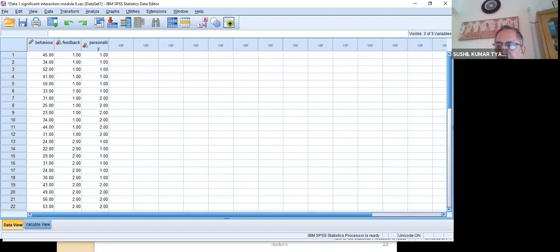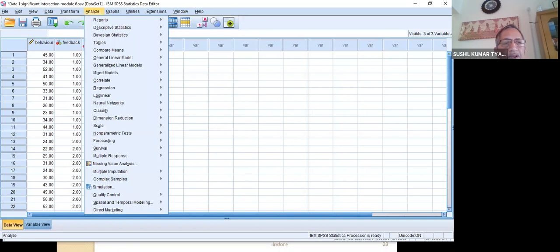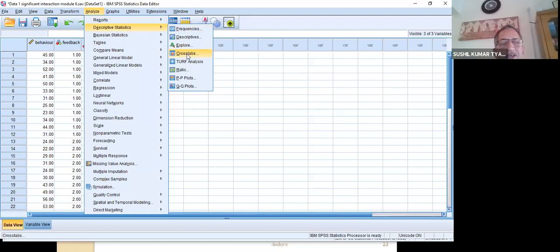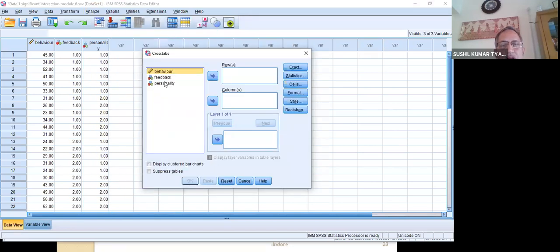Now let us see what the sample size, cell size is. How to find out the cell size for each group. For this, we proceed like this. Analyze, descriptive statistics, cross tabulation, crosstab. This will tell you. And in row, you have feedback, and in column, you have personality.